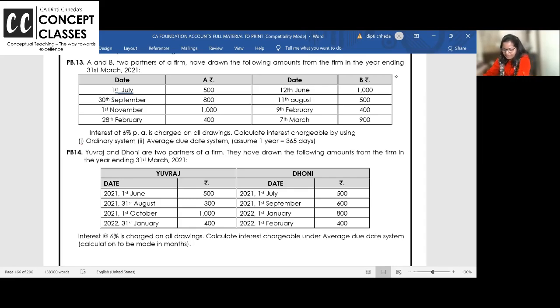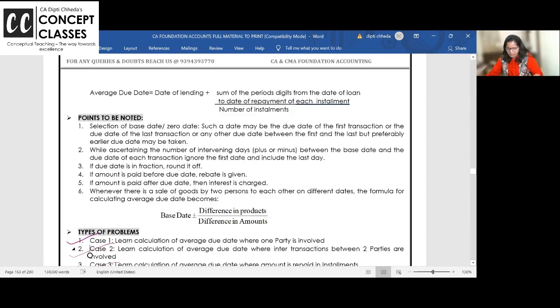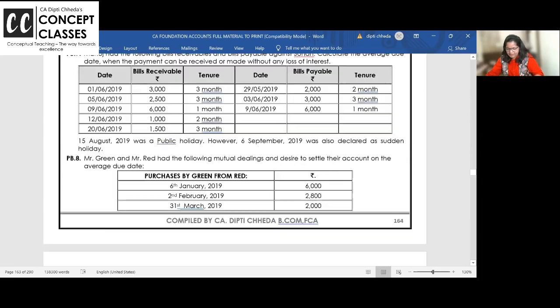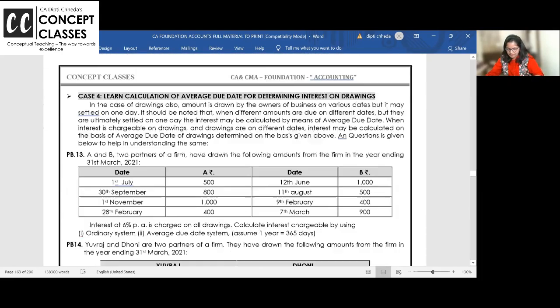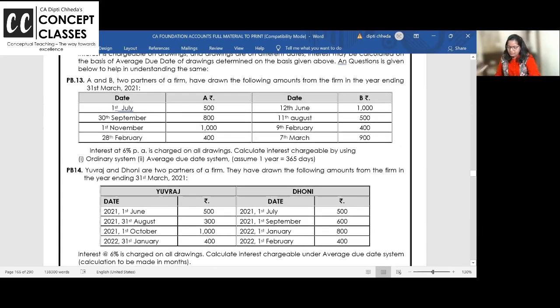So drawings are given for A and interest on drawings is 6%. For all the drawings, calculate interest chargeable under the ordinary system also and under average due date also. So ordinary system, all of you know, if A has withdrawn 500 in July, you calculate from July to March, from September to March, like that.